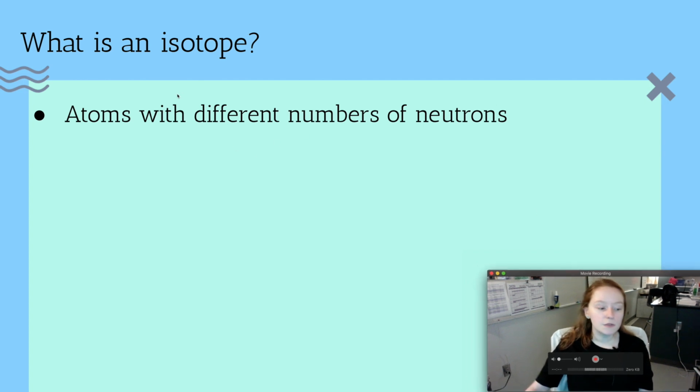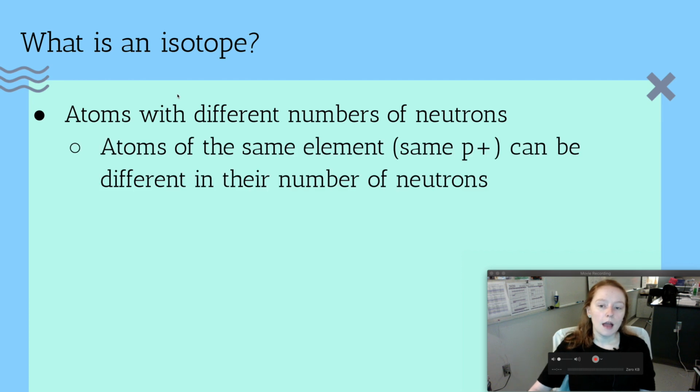So sometimes, for example, hydrogen can have no neutrons or it can have 2 neutrons, and I'll show you a picture of this here in just a second. Because neutrons don't change the identity of the atom itself, the protons are what affect the identity, the neutrons can change all the time, and so we call these different numbers different isotopes. So atoms of the same element with the same number of protons can be different in their number of neutrons without changing the atom's identity. They're just a little bit heavier.